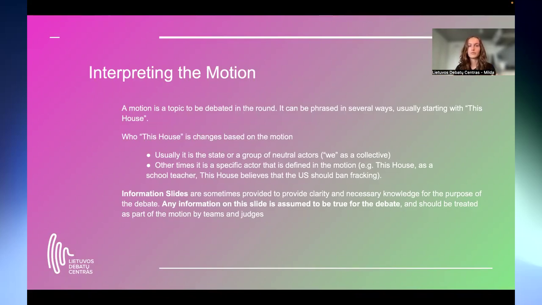So if this is the specific phrasing of the motion where a specific actor is said, then you have to debate from that actor's perspective. But we will talk about these kind of motions a bit later in the presentation. A lot of the times, what you will also get alongside the topic is an information slide. So here, there's a paragraph of information that you need to debate the round. And any information on this specific slide is assumed to be true for the debate.